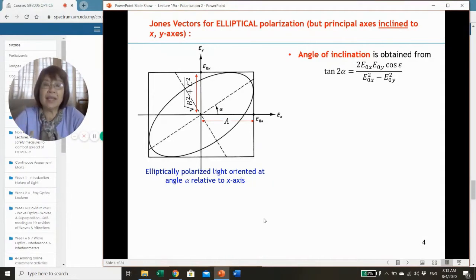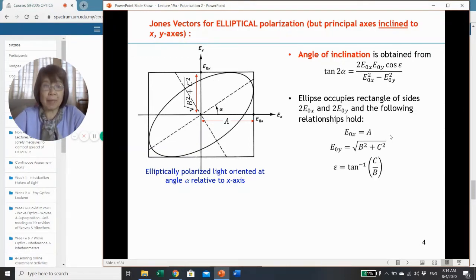And how do we calculate the angle of inclination of the ellipse, which is given by alpha? This angle of inclination is given by this expression here, whereby tangent of 2 alpha is equal to 2 times the amplitude of x and y multiplied by the cosine of that relative phase difference, divided by the difference between the squares of the x and y amplitudes.